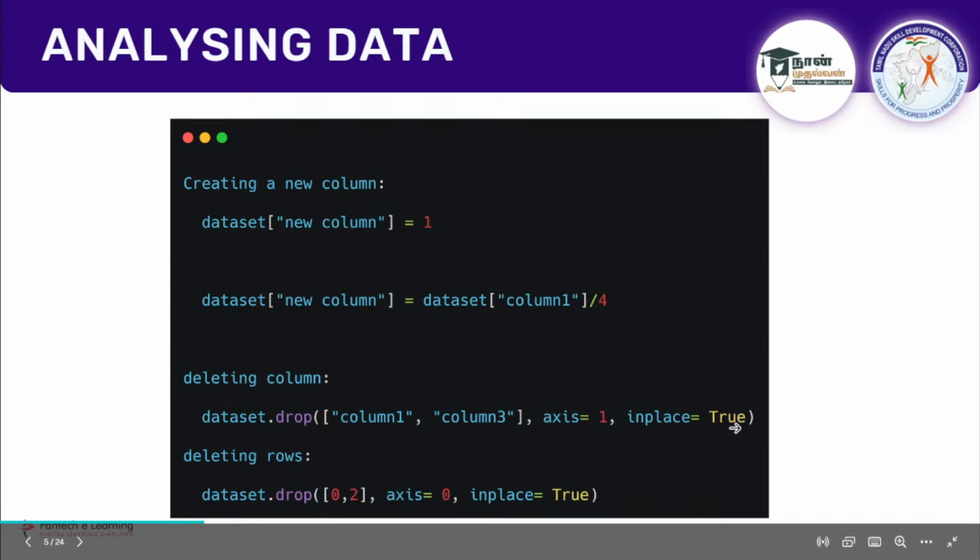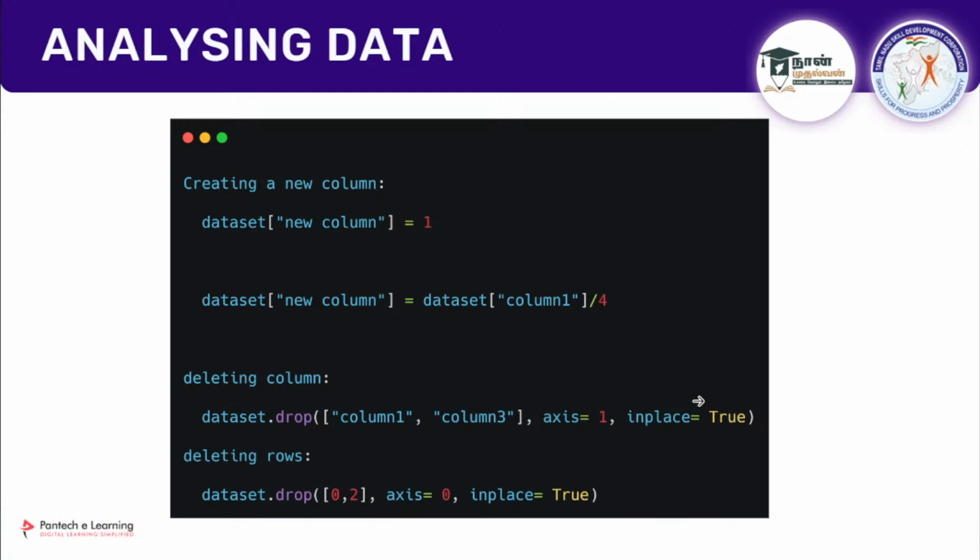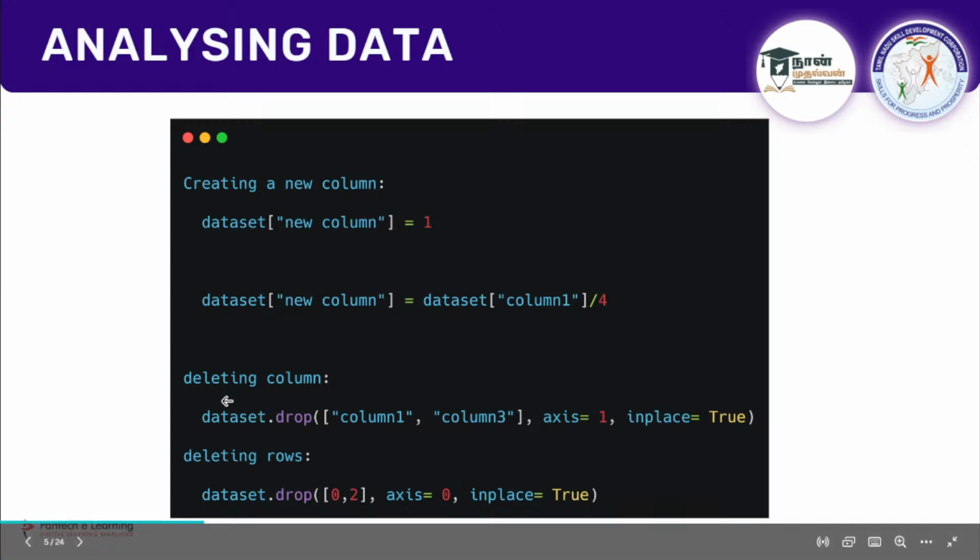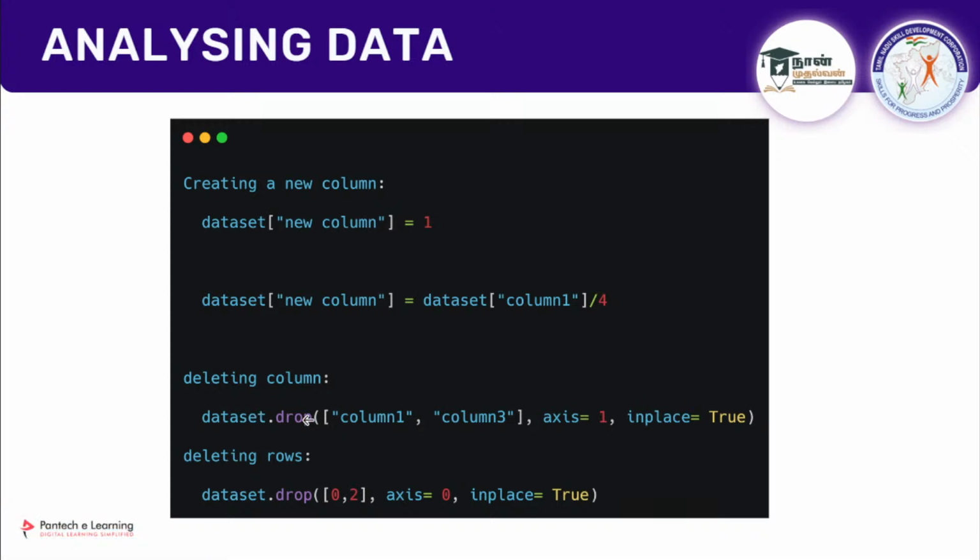And there is something else here, inplace equal to true. What is this? Why is it present? I'll tell you. You are calling this variable dataset and performing this operation. But if you don't mention inplace equal to true, when you call dataset.head and run it, you will still find the row or column you deleted. If you want to change the parent dataset entirely, you can mention inplace equal to true so that it will be changed entirely.